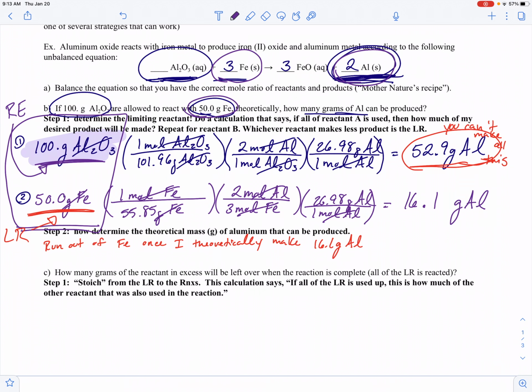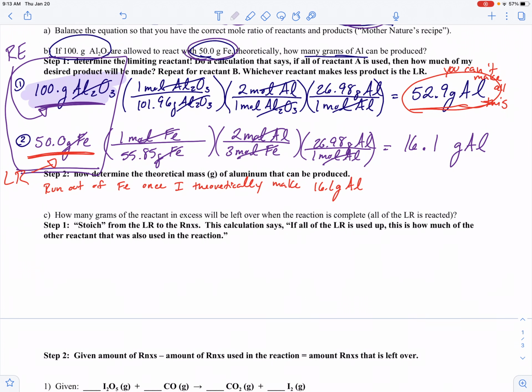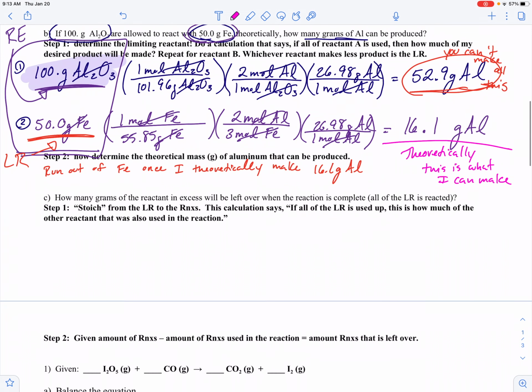All right, so theoretically, I think I'm going to make 16.1 grams of aluminum. So I've already solved step 2. I already know that I think I'm going to make 16.1 grams of aluminum. Now the next question is asking me how many grams of reactant in excess will be left over.